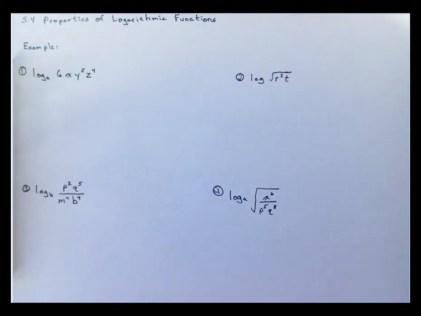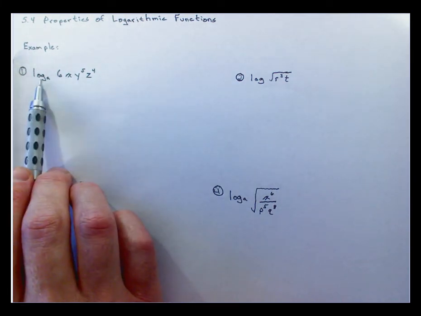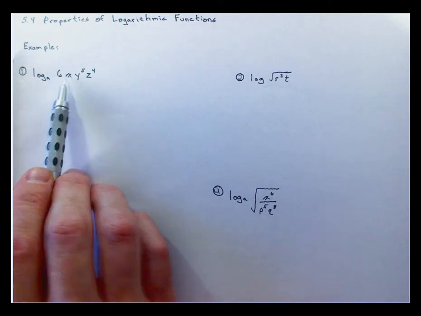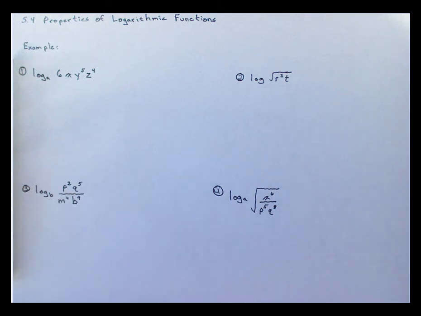Alright guys, properties of logarithmic functions, and we're combining all the rules together. Whenever given such as problem number 1, log base a of 6x y to the fifth z to the fourth, I want to rewrite that. Since you know each of the properties, each of the rules, I would like for you to pause the video and see if you can work each one of these, and let's compare answers. Hopefully we get the same thing. So pause the video and let's see what you get.